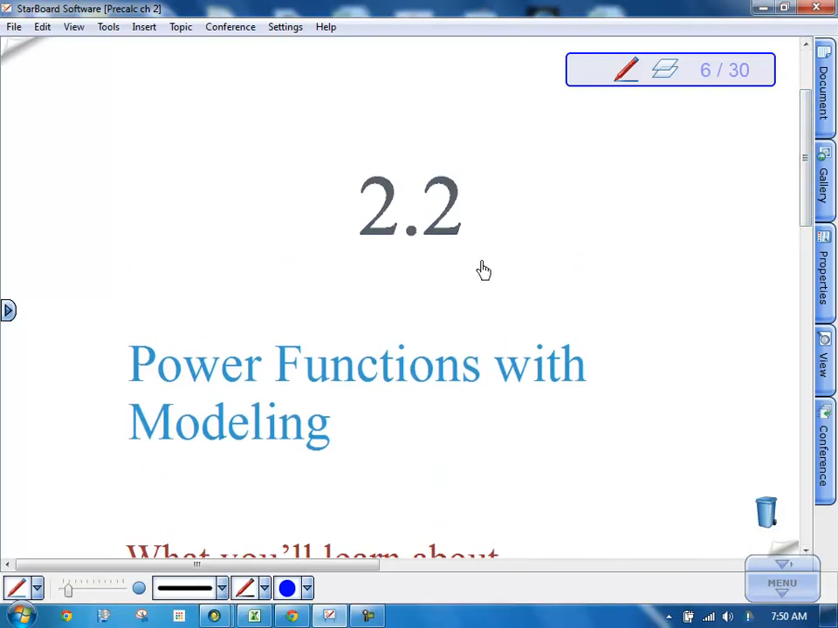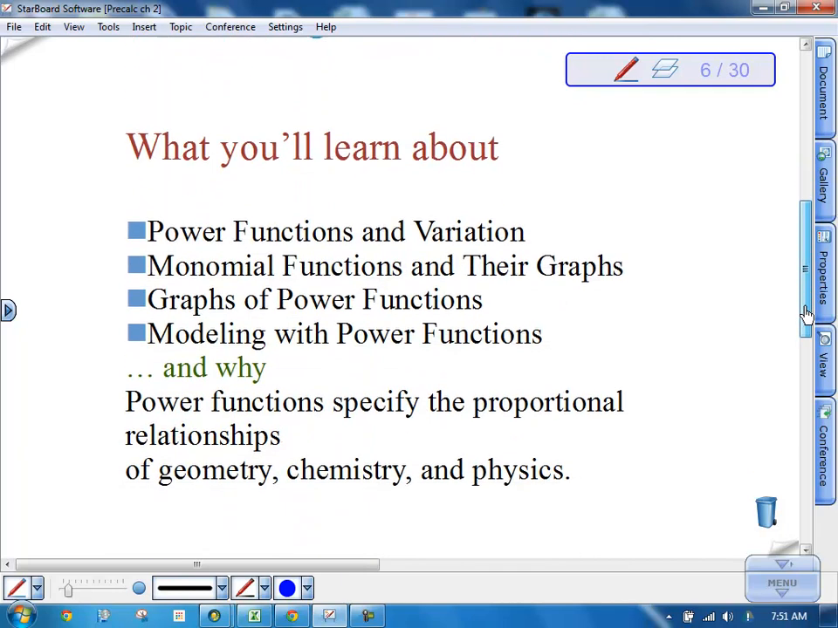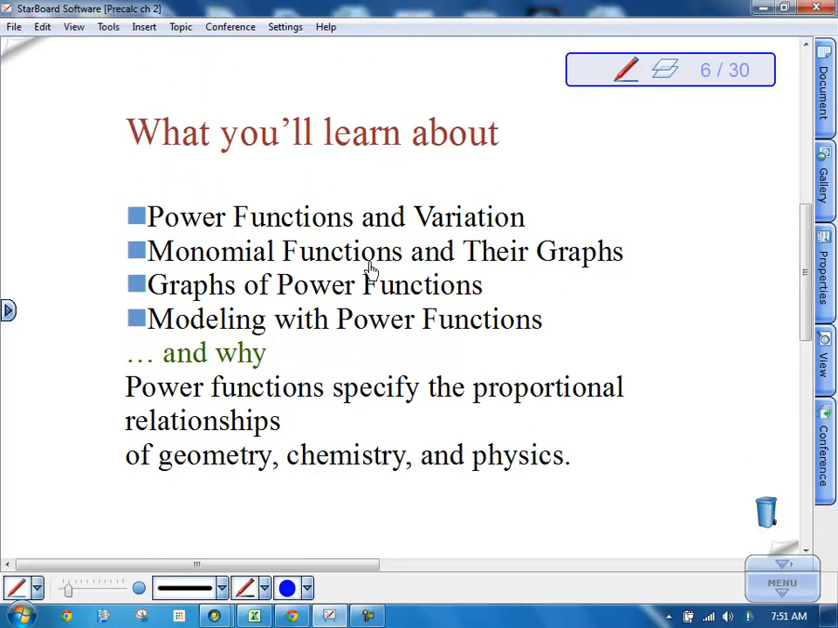Okay, the next section is 2.2, power functions, and we'll do some application as well. We'll learn about power functions and variation, monomial functions and their graphs, graphs of power functions. We'll do some application because this can be used in geometry, chemistry, and physics.